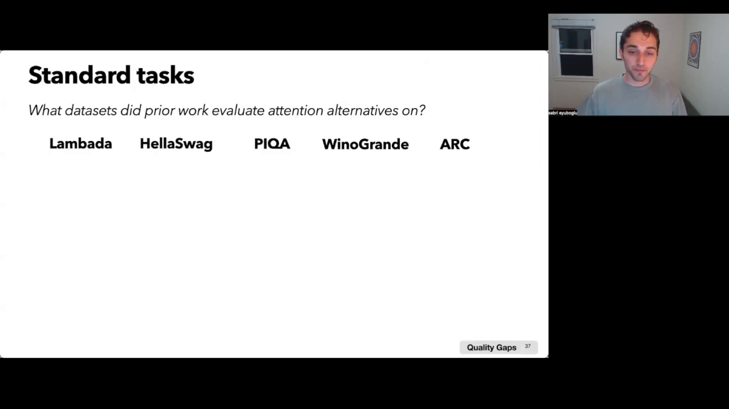Cool. So the first question to ask after hearing that a new efficient attention alternative is as good as attention is, what data sets were the models evaluated on? We found that most works were evaluating on the standard suite of language modeling tasks that include things like Lambda, HellaSwag, and Arc.